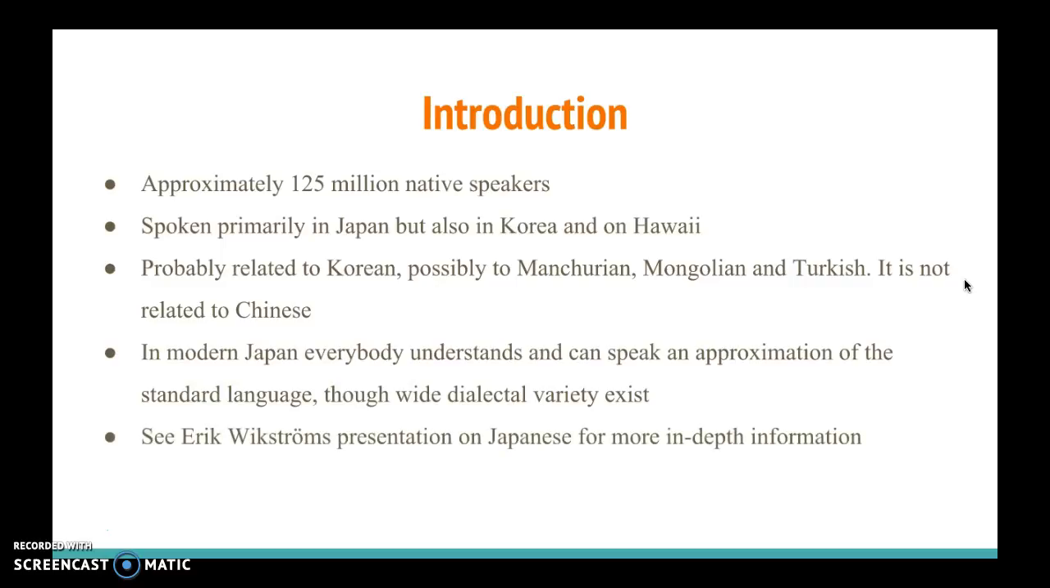A small disclaimer right here. Eric Wikström has done a presentation before me. This is his second one on the Japanese language. And since he has the good fortune of actually speaking the language, his presentation should be a little bit more in-depth. But, well, check that one out as well if you want to.